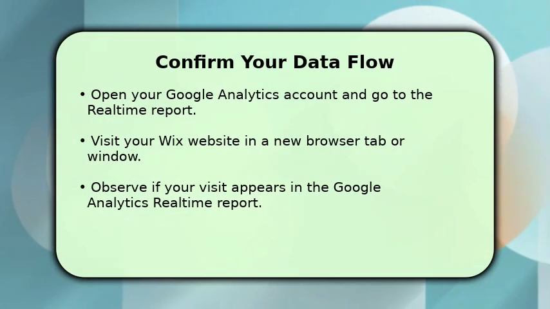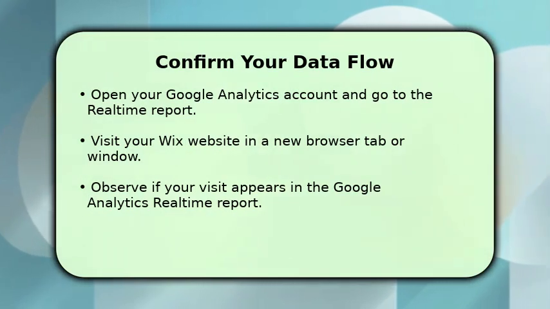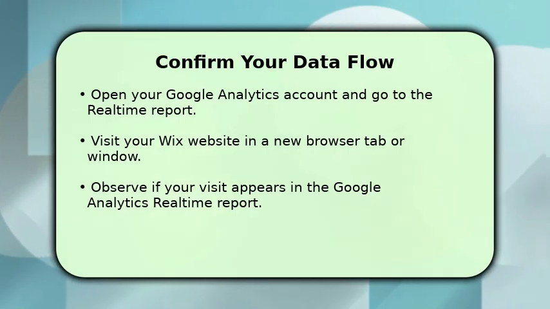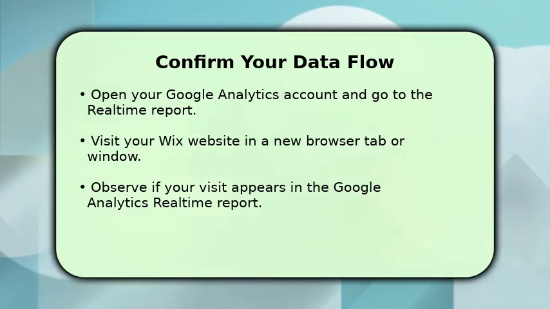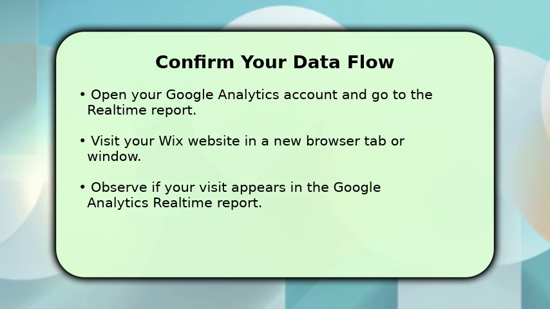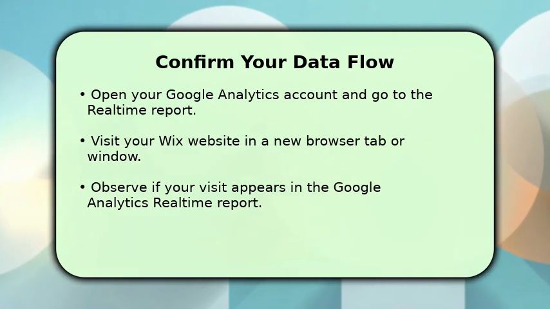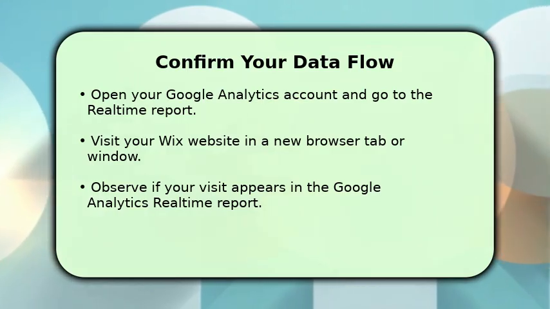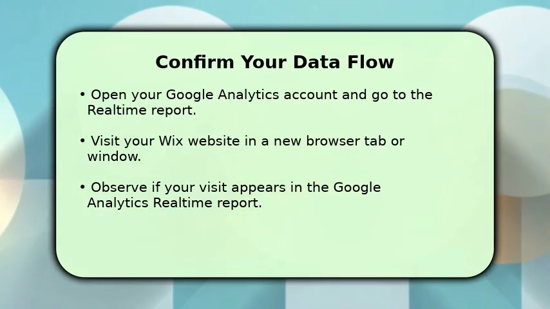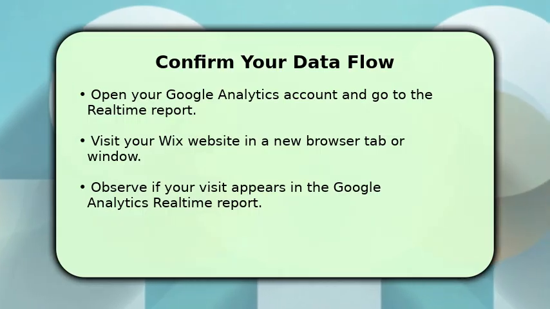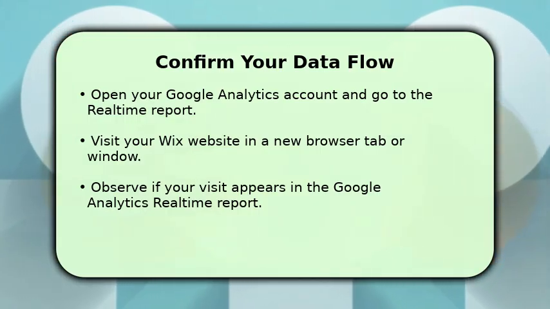After adding the ID, it is essential to confirm that data is flowing correctly. Open your Google Analytics account and navigate to the real-time report. Then, open your Wix website in a separate browser tab. You should see your active visit appear in the real-time report within a few seconds. This confirms that your Wix site is successfully sending data to Google Analytics.